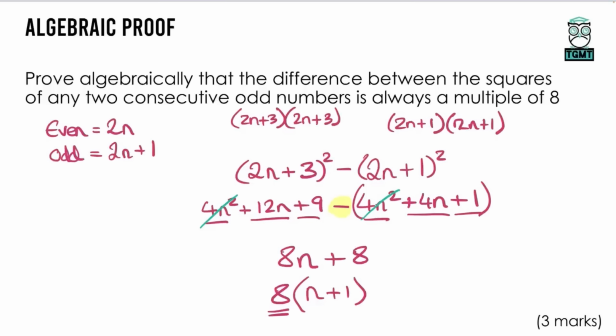You can write some words along with that if you feel happy to do so, however you can just leave it with this algebraic proof as well. I do like to just add some words and just point at the 8 and just say anything times 8 is always a multiple of 8.